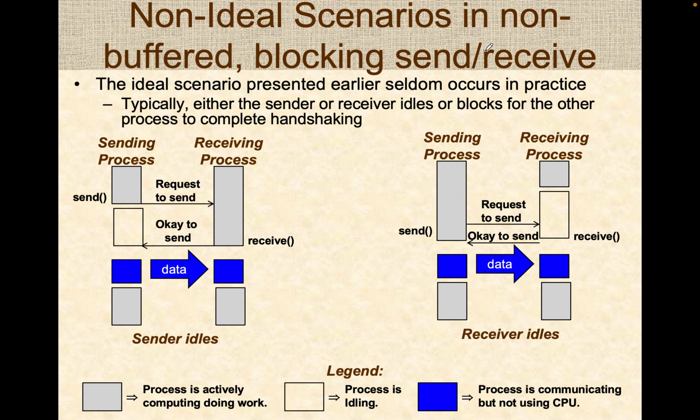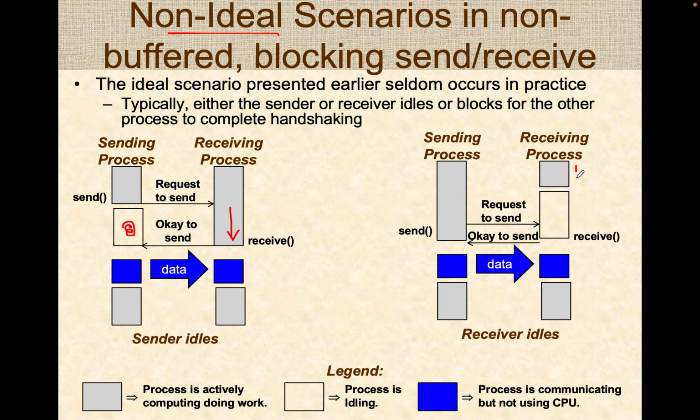Let's look at a scenario which is non-ideal. That means when the sending process is ready to send, it sends a request, but the receiving process may not be ready to receive or may not be idle. It might be using the CPU. So the sending process has to idle for a while, and this degrades the performance before the data is sent.